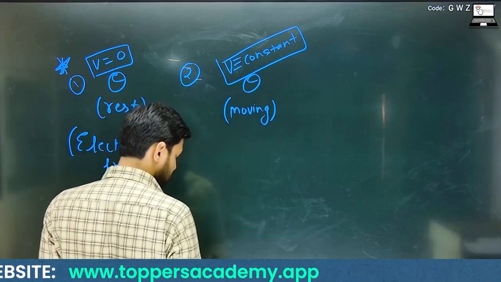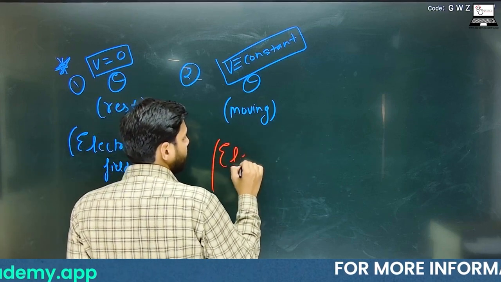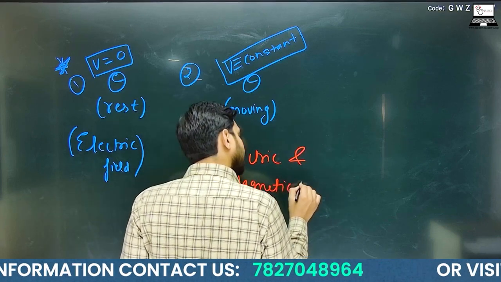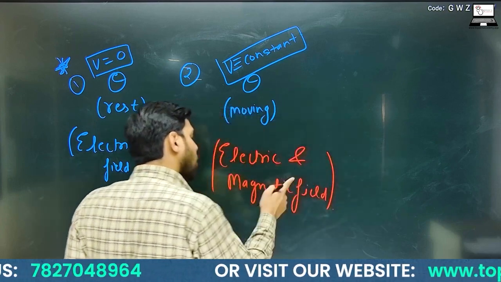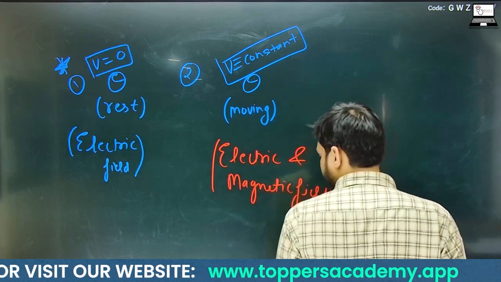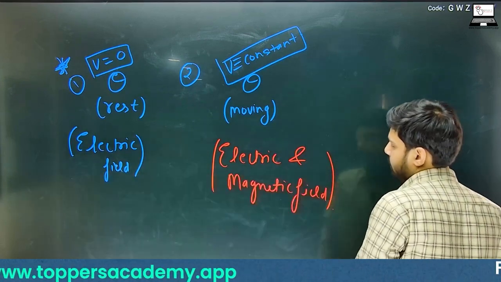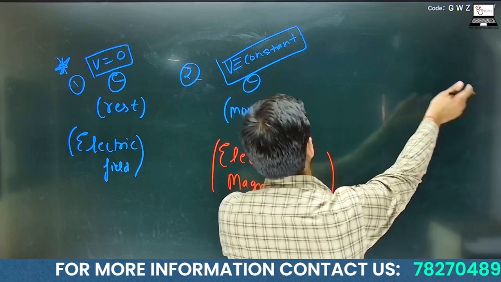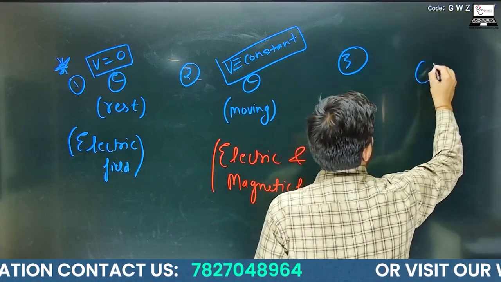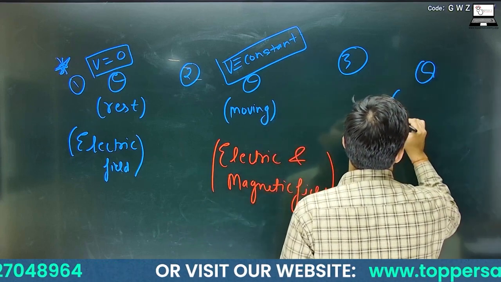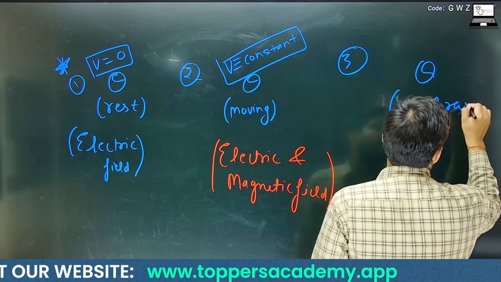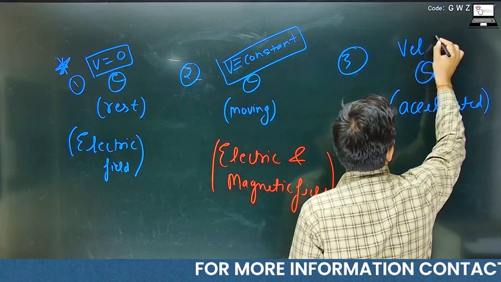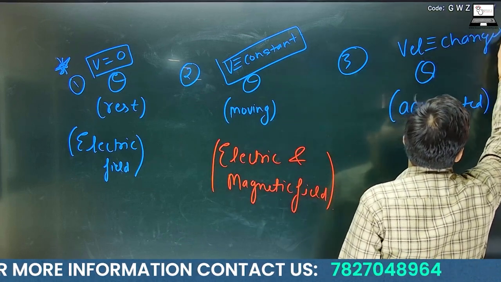So, electric and magnetic field. Copy it. After that, we are going to discuss the accelerated charge. Third point: Q is an accelerated charge. It is now accelerated, which means velocity changes.